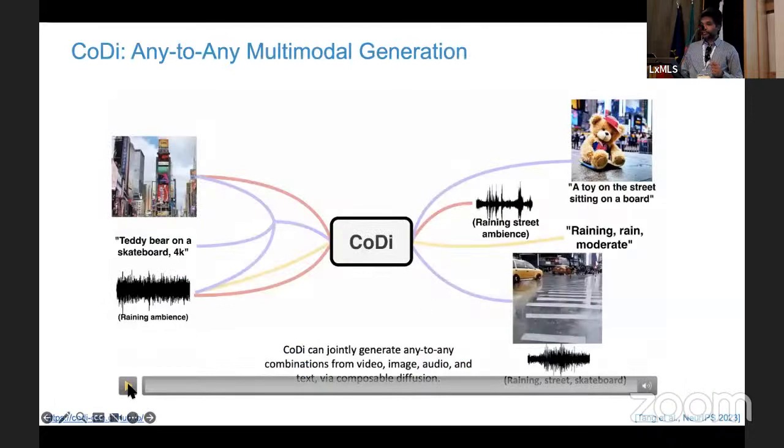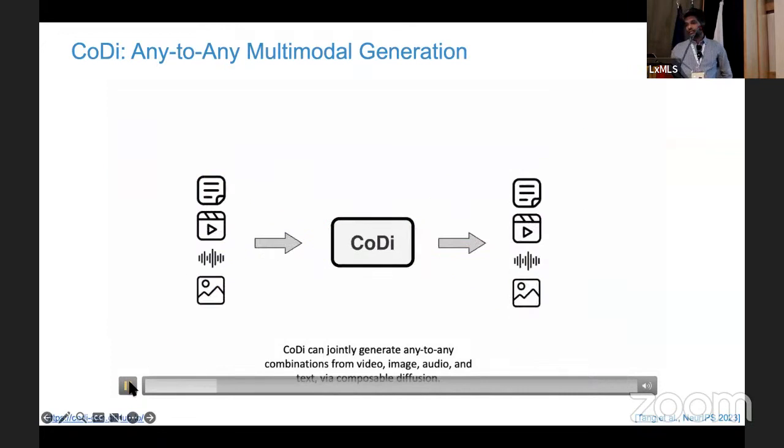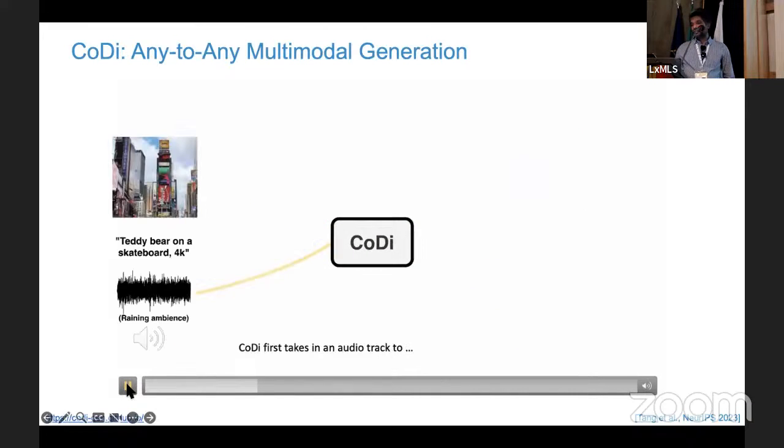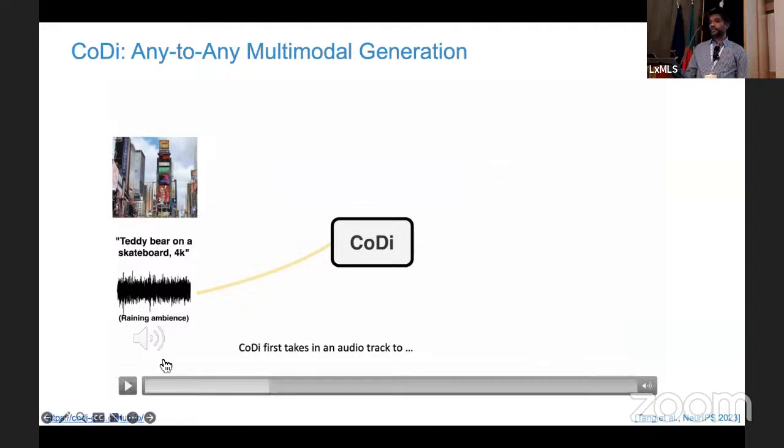Let me give you a short demo first. Like I said, CODI can jointly generate any-to-any combinations. First, let's assume you have a storyboard. In your laptop, you have a folder with some images, some text pieces, and some audio clips. Think of it as a storyboard where people are taking different kinds of modalities and trying to generate stories out of it. So I can have this image, a New York Times Square kind of image, and a text saying a teddy bear on a skateboard, just as an example. And then this audio clip might be rain sound.